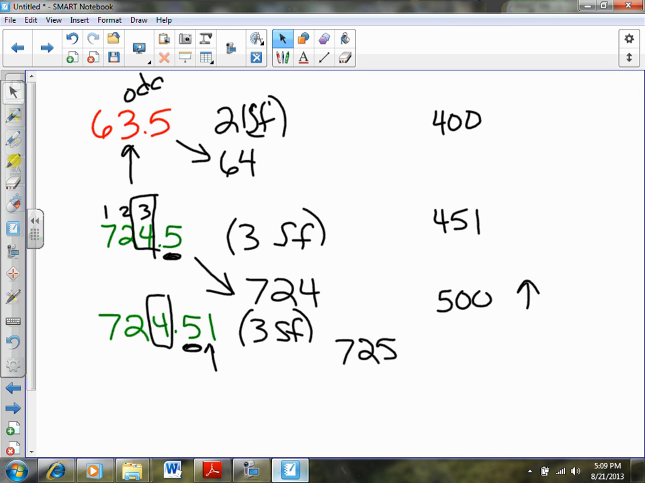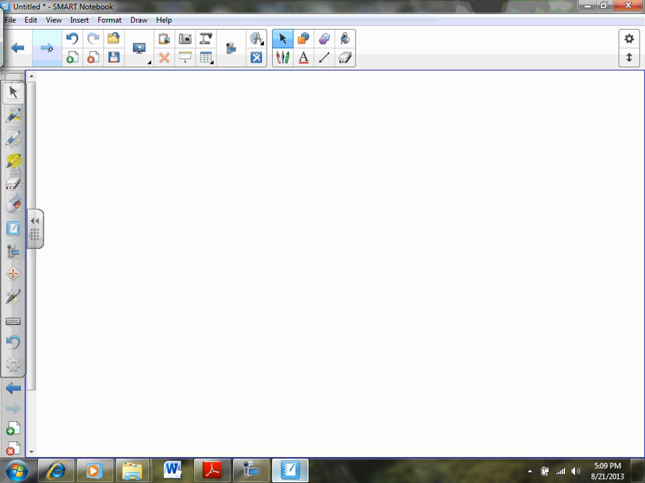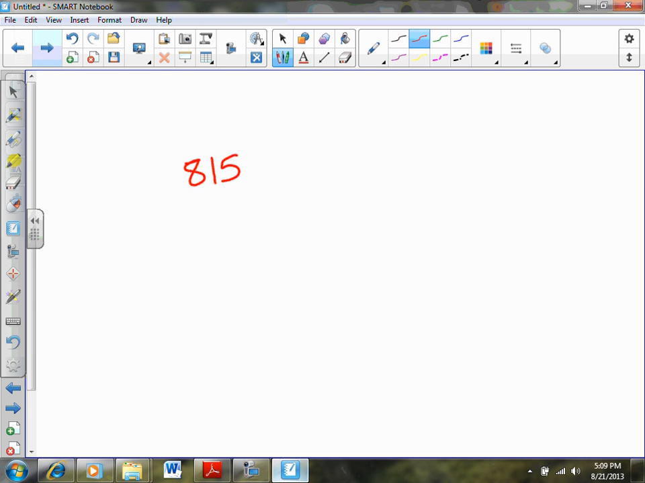The only time you have the even-odd rule take effect is when it ends awkwardly with just 5, and you've got to round the digit immediately next to it. So here's another example. Let's say that I've got this number here, 8151.2. Okay? And I want to round that so that it has 1 sig fig.